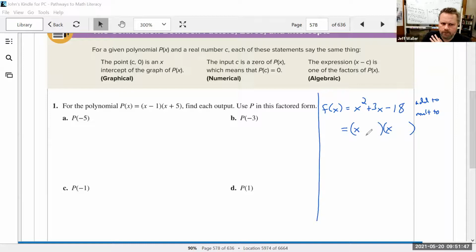So what's it got to add? What do the two numbers have to add to be? No, don't tell me what the numbers are. Just please answer my question. What do the two numbers have to add to be? 3. Okay, they have to add to be the middle, multiply to be the last. Just because of the way that the multiplication works. The middle term comes from adding the like terms, and the last term comes from multiplying the last terms.